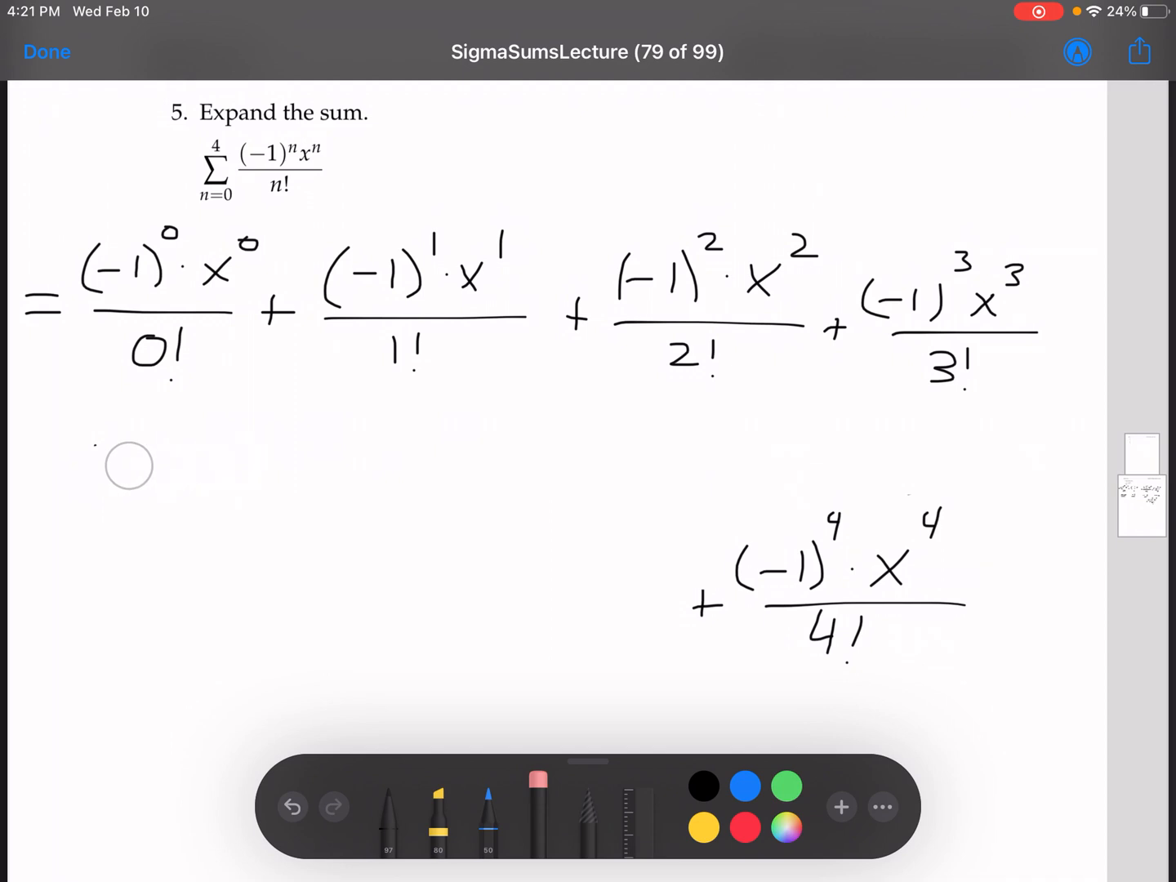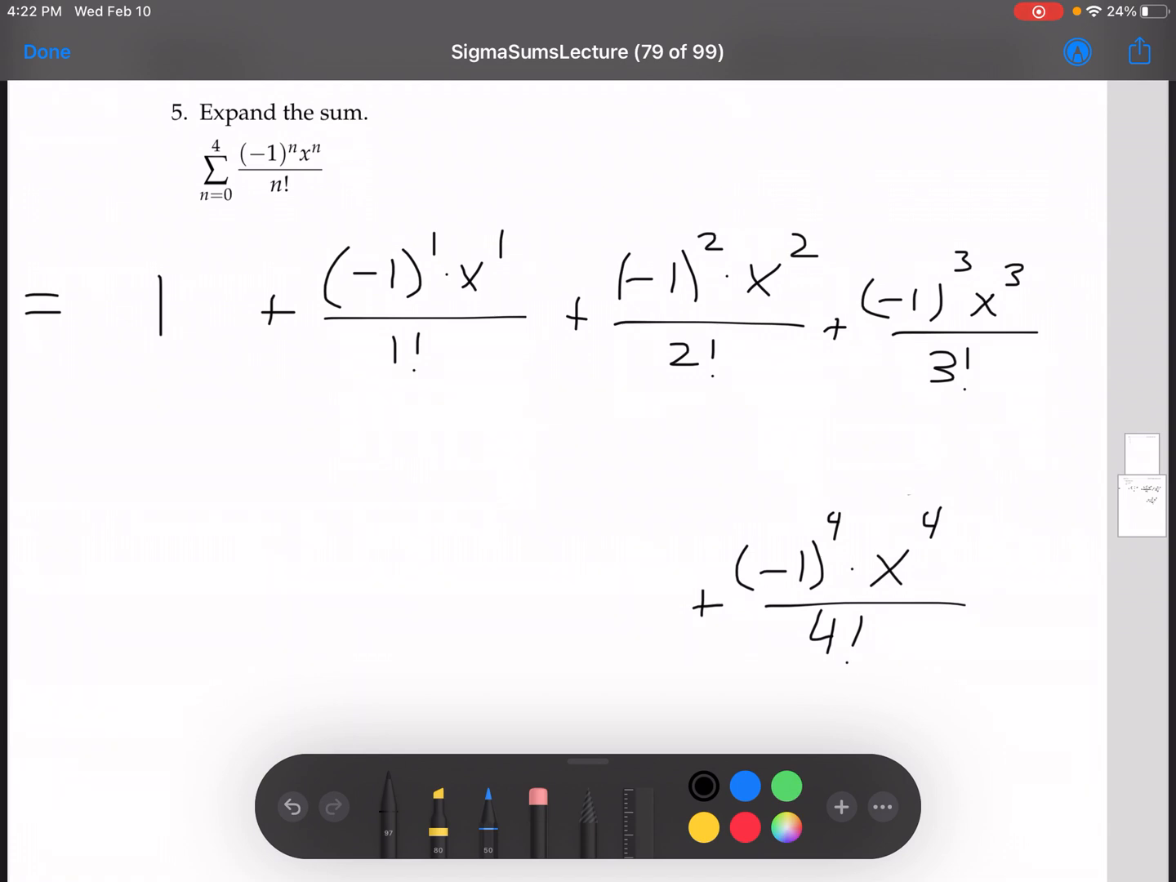All right, so now let's simplify this. Remember that 0 factorial is defined to be 1. 0 factorial is always 1. So that means that we have a 1 there. x to the 0 is 1, and negative 1 to the 0 is 1. So this is a bunch of 1s multiplied together, divided by a 1. So this whole thing is 1. Now let's see, negative 1 to the 1, that's negative 1. x to the 1 is x, and 1 factorial is also 1.